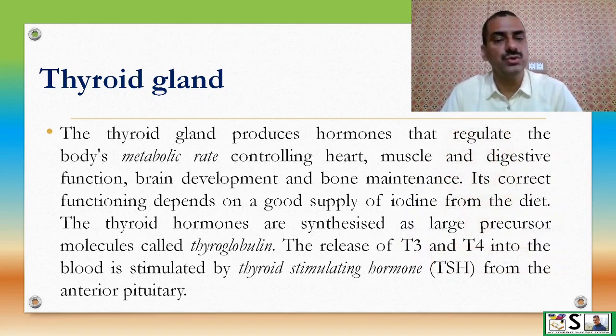The thyroid gland produces hormones that regulate the body's metabolic rate, controlling heart, muscles, digestive function, brain development, and bone maintenance. Its correct function depends upon good supply of iodine in the diet. The thyroid hormones are synthesized as a large precursor, thyroglobulin. The release of T3 and T4 into the blood is stimulated by TSH hormone from anterior pituitary.